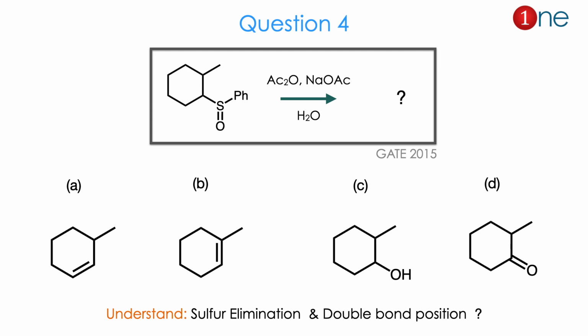So from the reactant to product, you might guess sulfur elimination definitely occurs, and the position of the double bond decides the enol or ketone. Double bond position is important here. The answer is D. Let us see how.